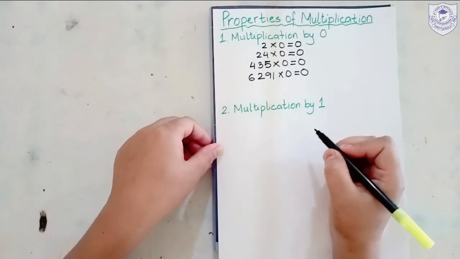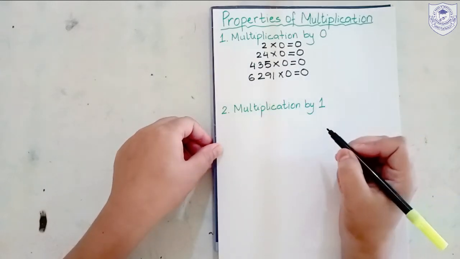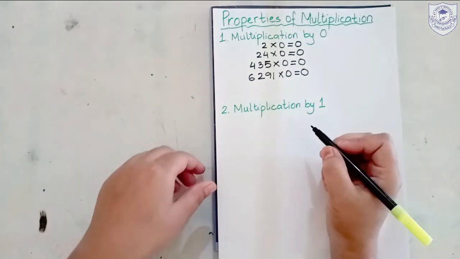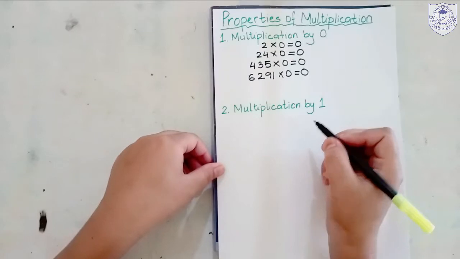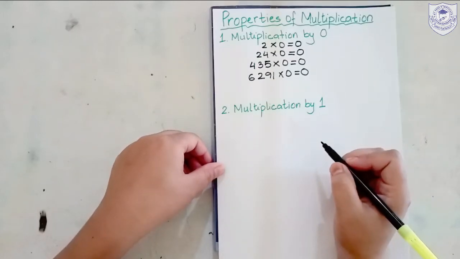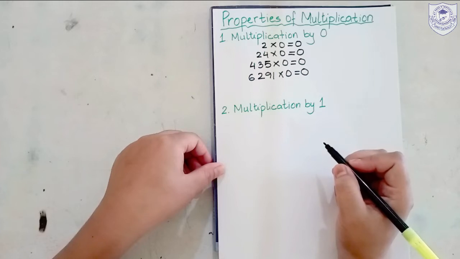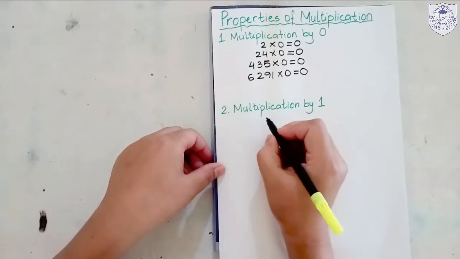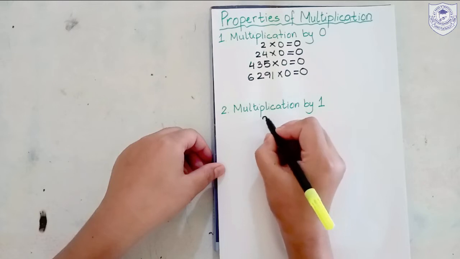Okay, this is the first property of multiplication. If you multiply any number with 0, the answer will always be 0. Now the next property of multiplication is multiplication by 1. When we multiply any number with 1, the answer is always the number itself. Okay, now let me show you with the help of examples.